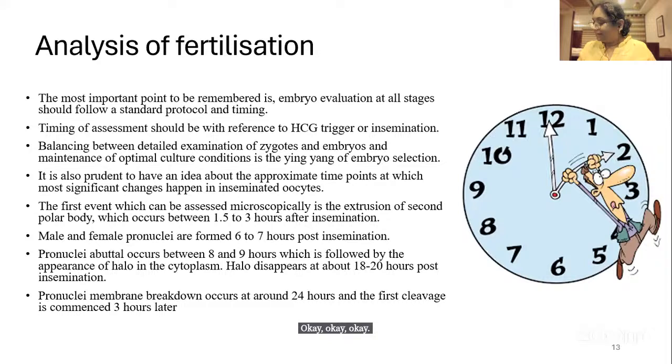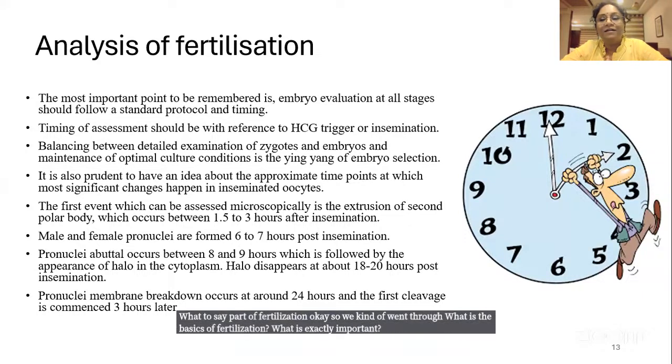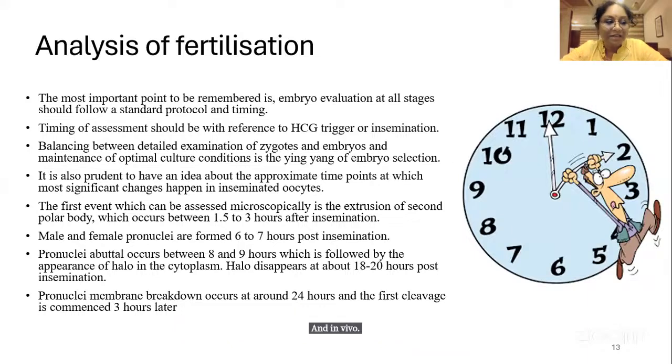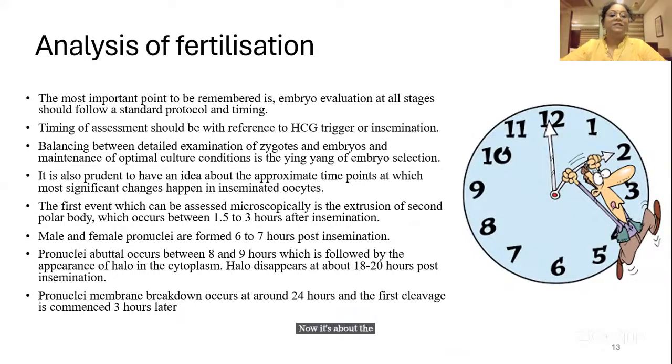So let's move on to the next part, fertilization. We went through the basics of fertilization, what is exactly important in vivo, where so many things happen, but in vitro what is important for fertilization to happen. Now it's about the analysis of fertilization.